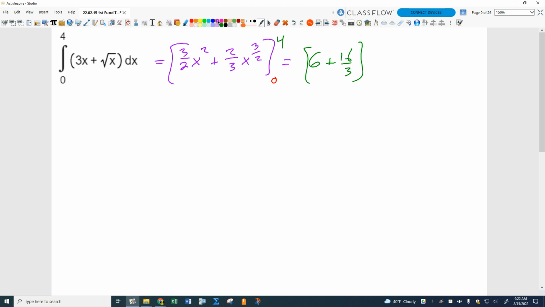Wait, wouldn't the first term be 3 halves of 16? Oh, you're right. 16. Yeah, 3 halves of 16. Yeah, you're right. What was I doing? How did I get 4? I don't know. Right, so 16 times 3 halves, which is, what is that, 24? Is that right? Minus 0. Okay. So 72, what is that? 88/3 would be our answer.